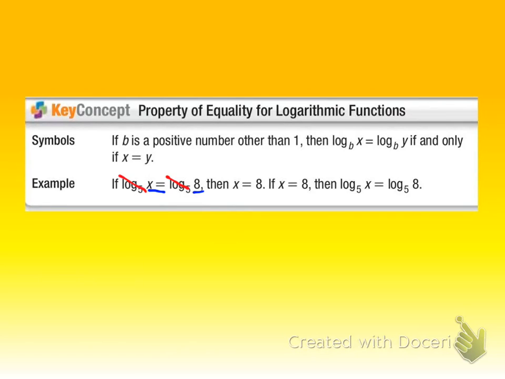So that's the nice part. So if you have logs on both sides of your equation, like we do here, then you can just take them, drop your log, and set the quantities equal to one another. All right? Does that make sense to everybody?